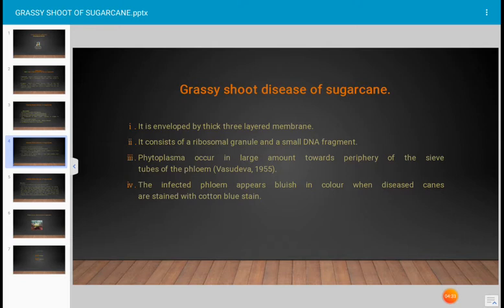This has been studied by Vasudeva, and if you take a section of the infected stem, you can see several phytoplasmas towards the peripheral region. But this is an ultramicroscopic organism. In the undergraduate laboratory this is not possible. Therefore, you just have to observe the permanent slide of the phytoplasma and write the details. The infected phloem appears bluish in color when diseased canes are stained with cotton blue stain. Okay, these characteristics you have to note.